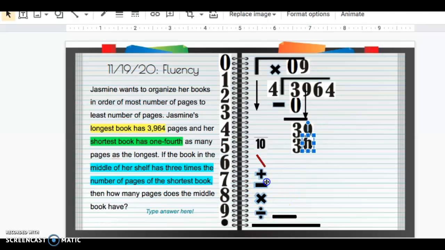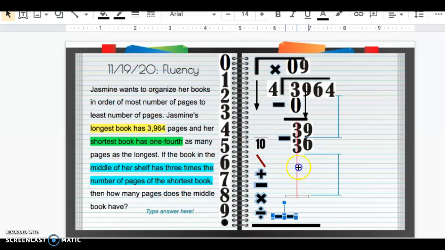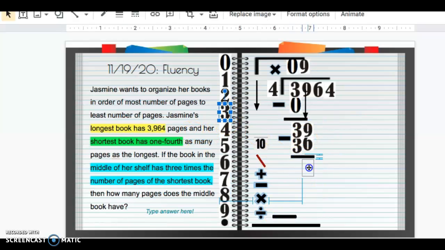And then I subtract 9 minus 6. So now I subtract. 9 minus 6 is 3. 3 minus 3 is 0. And then I bring down my 6.